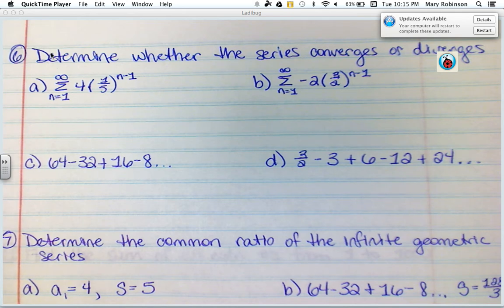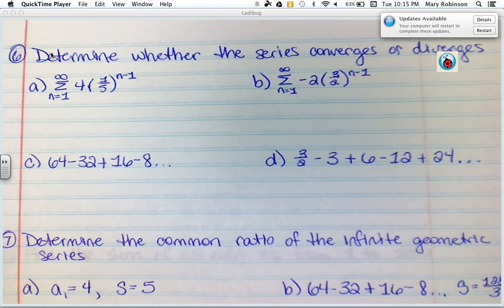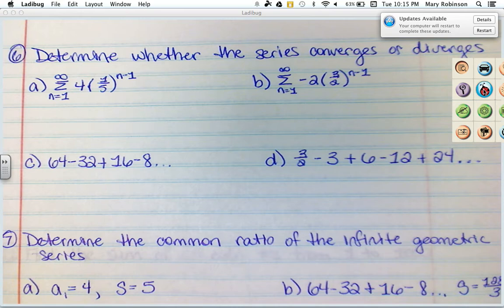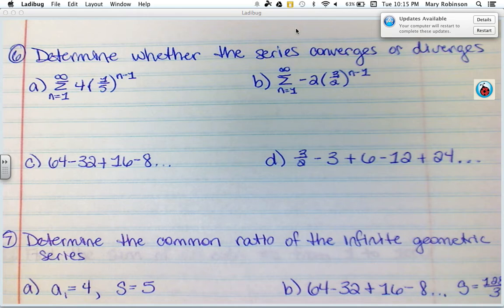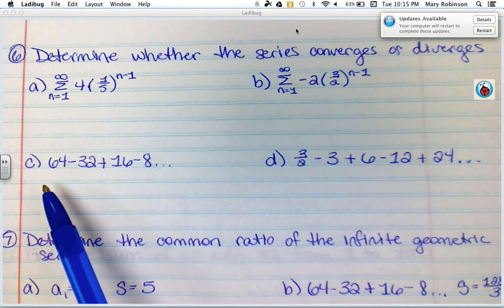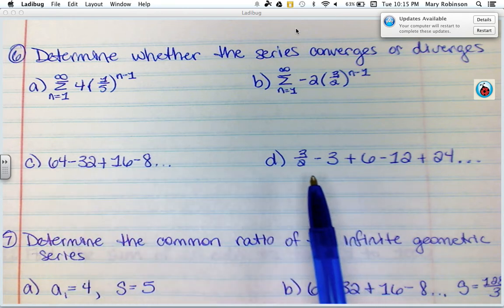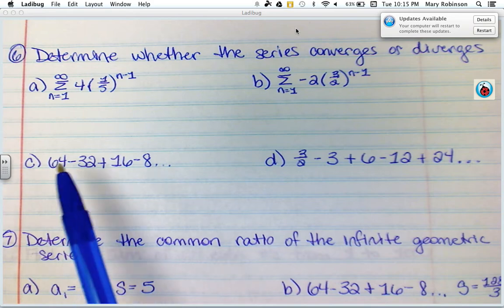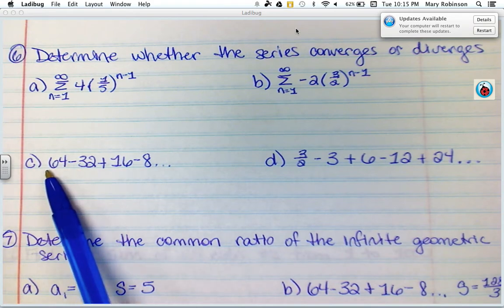Alright, so now we're on number 6 for test 5 test review. In number 6, you have to determine whether the series converges or diverges. So to figure that out, you have to look at the R value. The R value is the number that's being raised to the power if you're looking at summation notation. And if you're given the sequence, like in C and D, then you take the second term and divide it by the first term to get your R value.